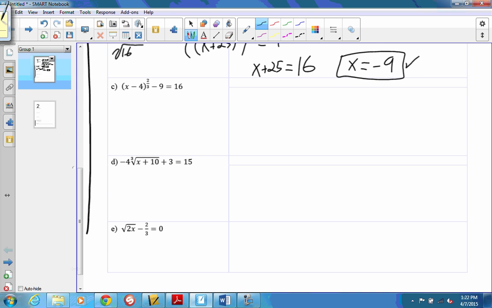x minus 4 to the 2/3 power minus 9 equals 16. Lucky, what do I need to do first here? You need to square both sides. Is that what I want to do first? So I'm going to take this and square it, this whole thing. That's what you want to do, Lucky? By 3. By what? Cube it. You want to cube both sides?